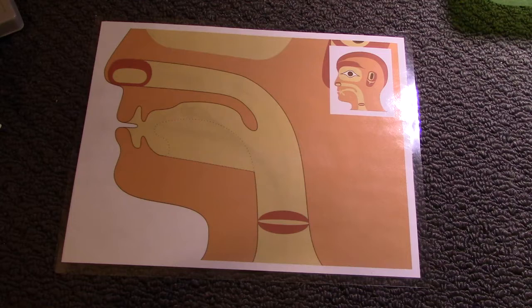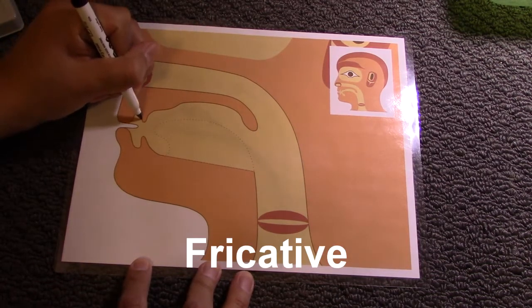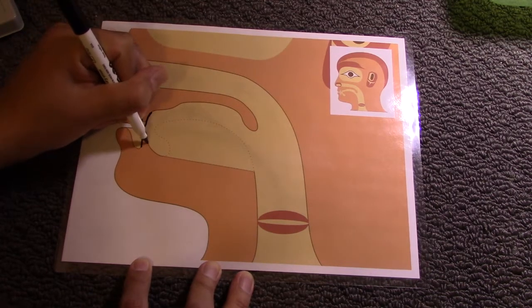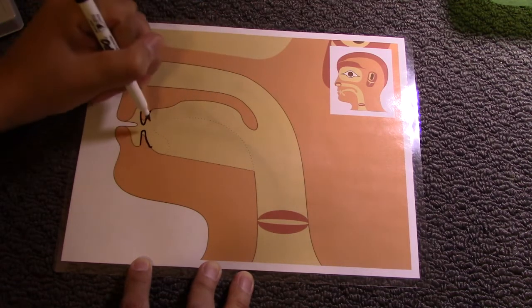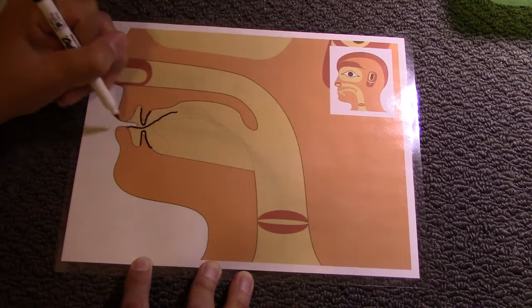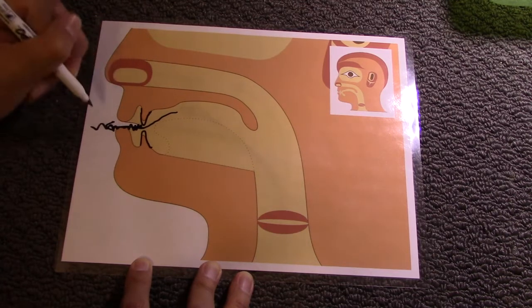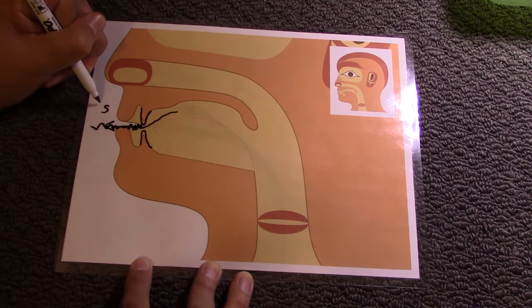The next letter is S. S is what they call a fricative sound. Your teeth, these are your teeth here, are coming closer together. The air is coming out past your tongue, coming out this way. Since there's a smaller space between your teeth, the air is bouncing around and causing turbulence. That's what causes the S sound.